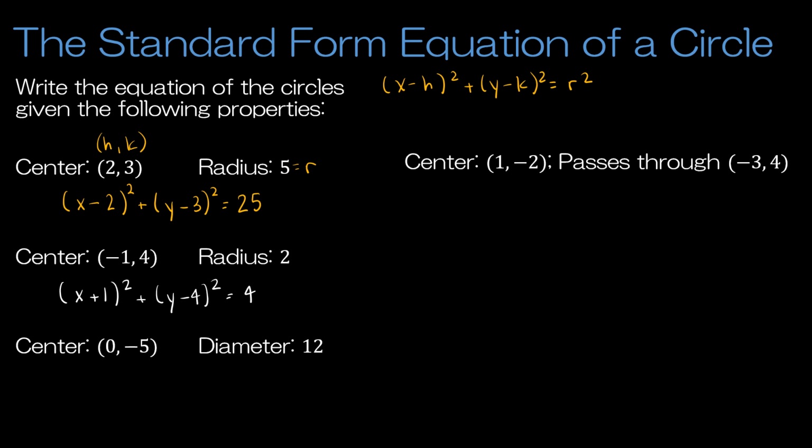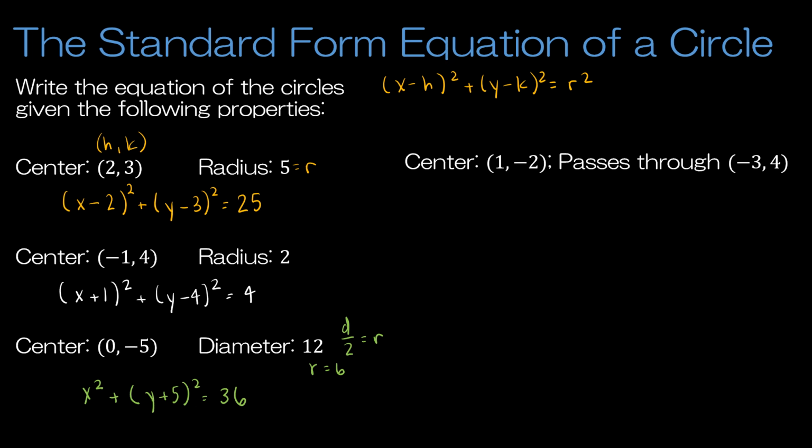For the third one, almost as straightforward, but I gave you the diameter instead of the radius. So just remember, to find the radius, I'm going to take diameter divided by 2. So that means the radius here is going to be 6. So again, this would be x minus 0 quantity squared. So we're just going to write that as x squared. And then plus y minus -5, so that's y plus 5 quantity squared. Again, we took 12 divided by 2 to find 6 as the radius, but I still have to square that, so that's 36.